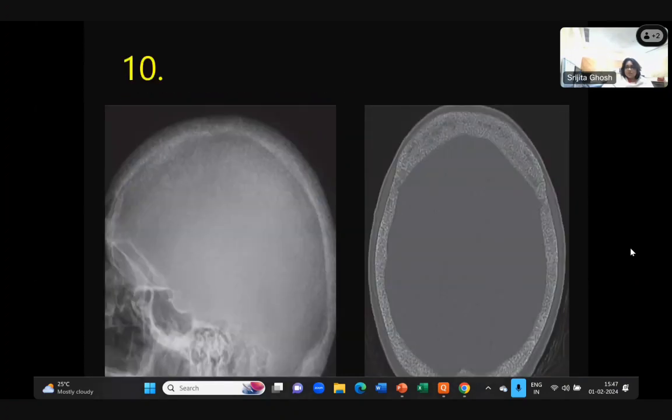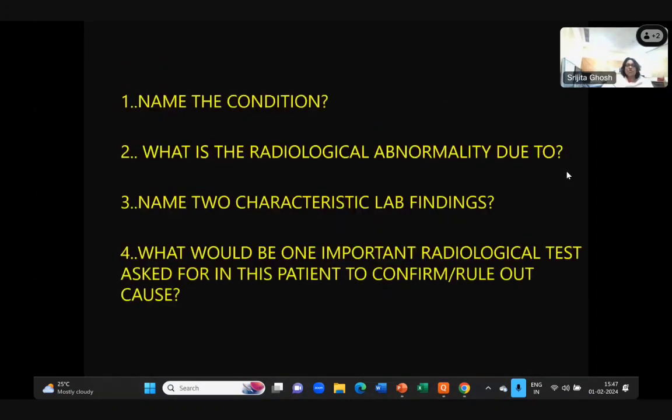What resorption? Anybody listening? What resorption? No, it's not trabecular bone resorption. Trabecular bone resorption results in the mottled appearance. That is very important. Name two characteristic lab findings. Someone? Characteristic lab finding.